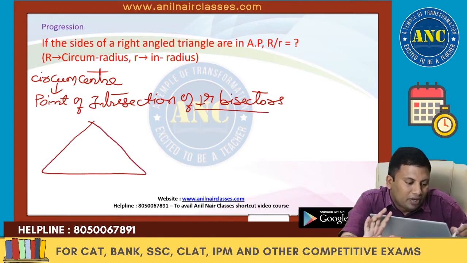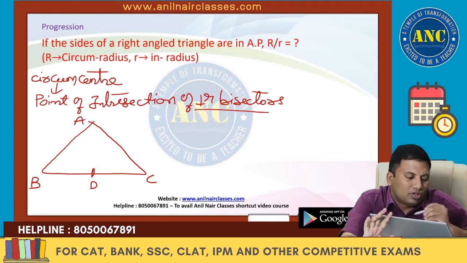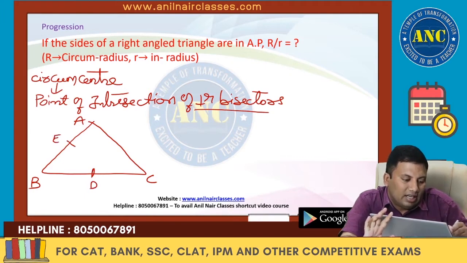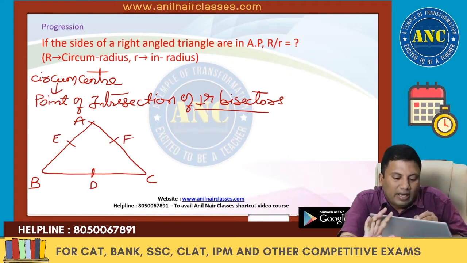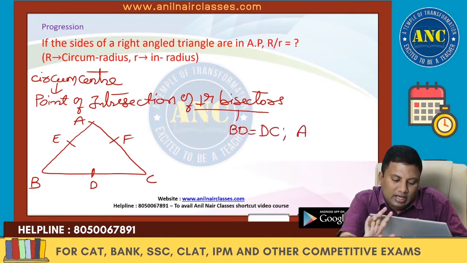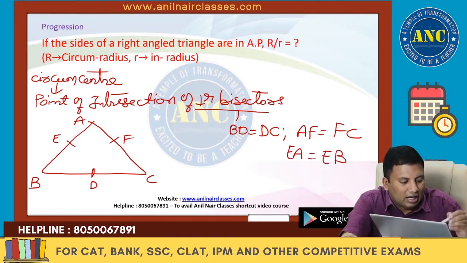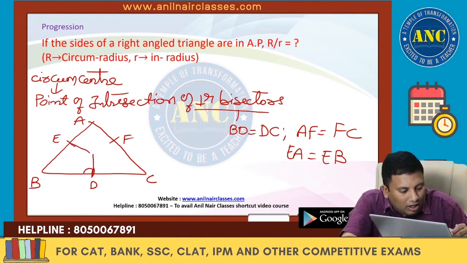Take a triangle. Take the midpoint of each side. So it is D, and it is E, and it is F. Bisector means which divides the side into two equal parts. BD equals DC, AF equals FC, and EA equals EB. It is a bisector. Drop a perpendicular from each.